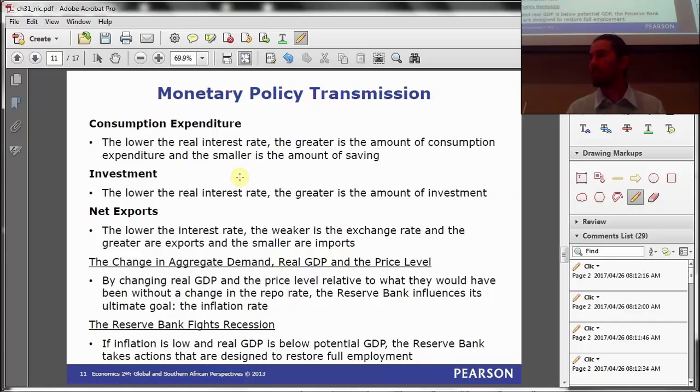You get what I'm saying? So in other words, even though we might be saving less as a proportion of the extra income we are earning, because we are earning more income, we can still be saving more. Right? Okay. So we can have an increase in consumption as well as an increase in investment spending. And then obviously the net exports: the lower the interest rate, the weaker is the exchange rate, and the greater are exports and the smaller are imports.